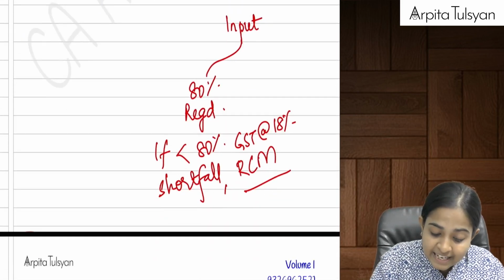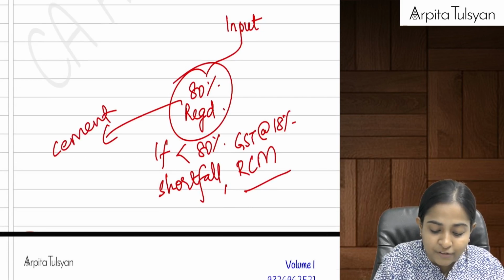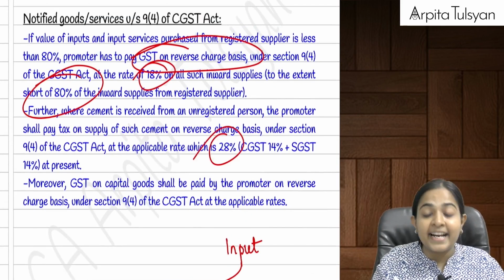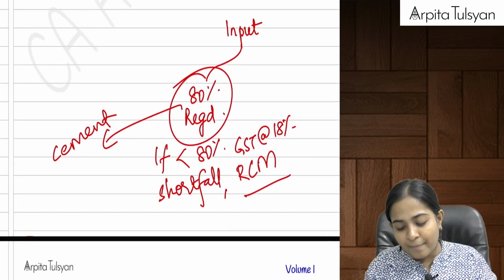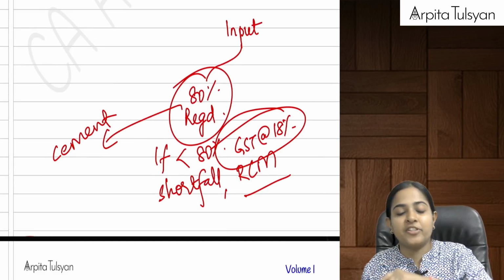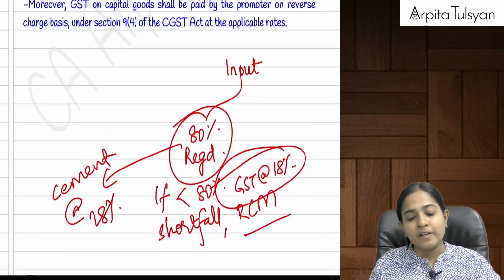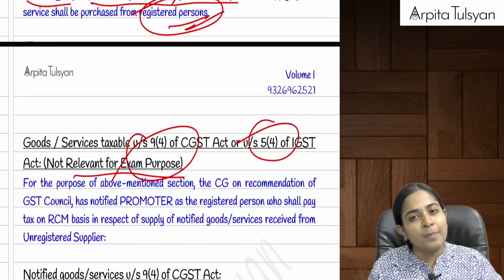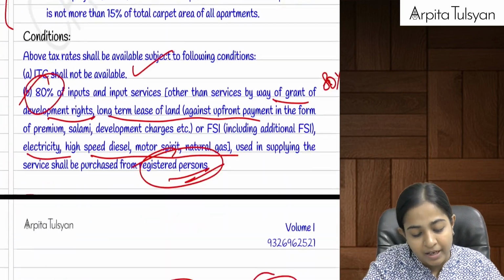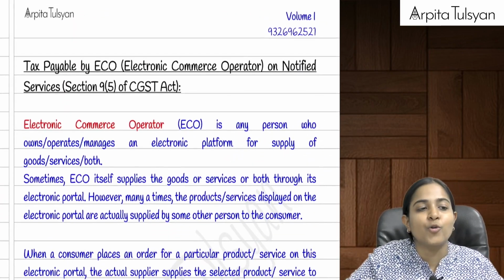And if in this 80%, cement is also involved, which was purchased from unregistered persons, then in that case, GST will be paid on that at the rate of 28%. Just like normally it will be paid at the rate of 18%, but if cement is also purchased from an unregistered person, then GST will be paid at the rate of 28% on the same. Anyway, this is just for the purpose of information, not relevant from exam point of view. This was contained in section number 9.4, and with this our reverse charge mechanism provisions totally get over.